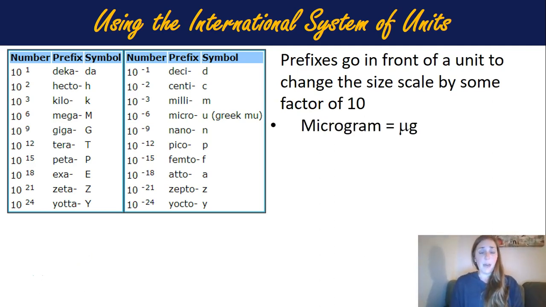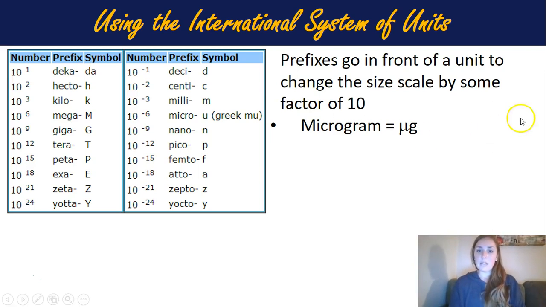For example, if I were talking about a microgram, say I was trying to describe the mass of a cell, like a little bacteria, so a microgram. Micro is right here, 10 to the negative 6. Micro is kind of funky. It looks kind of like a P and a U came together to make some brand new symbol. It's mu, the Greek letter.